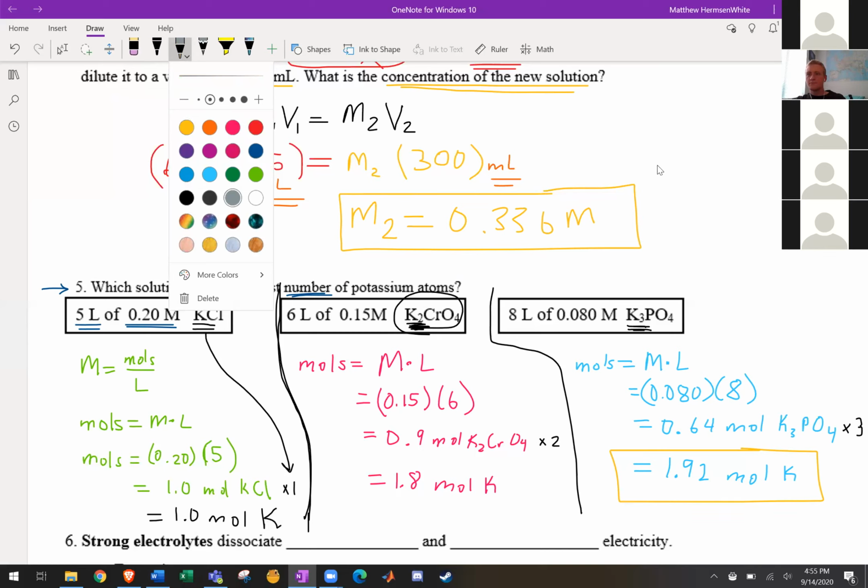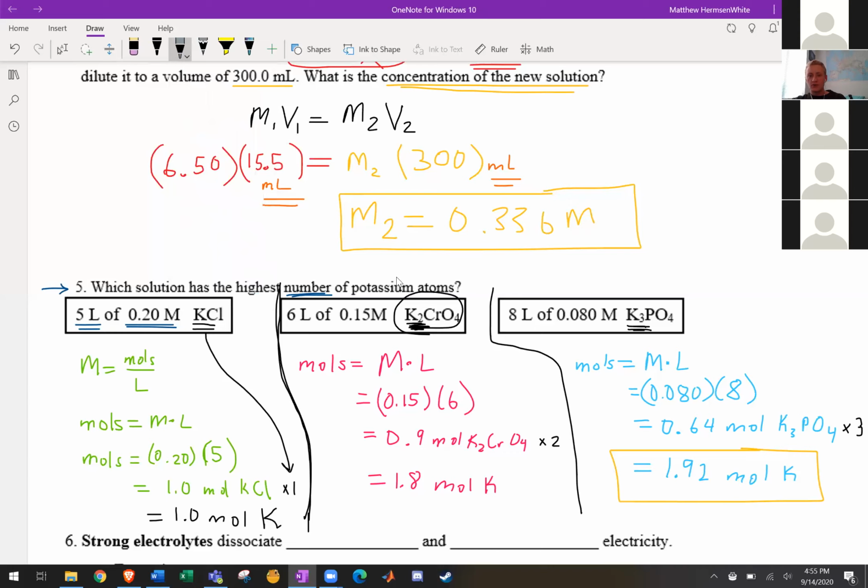Can you say that again? Yeah, so the question was asking for the highest number of potassium atoms. We just found moles. Why can we still get the right answer from just finding moles, not atoms? Does anyone know? Because you would use Avogadro's number, and that's the same.